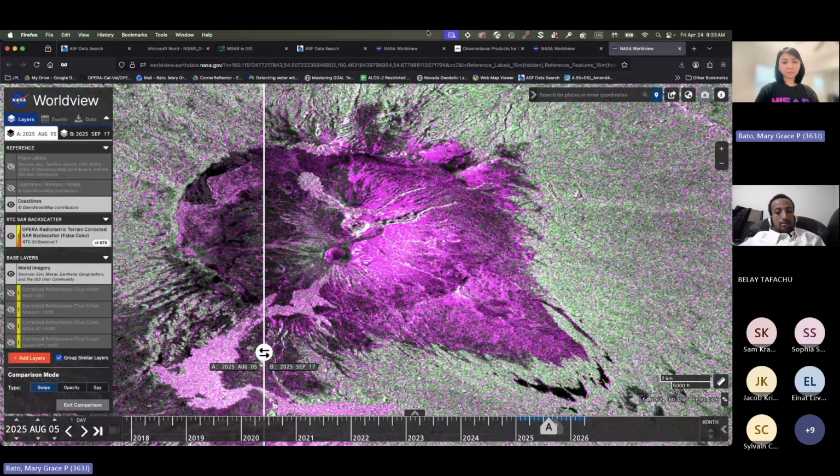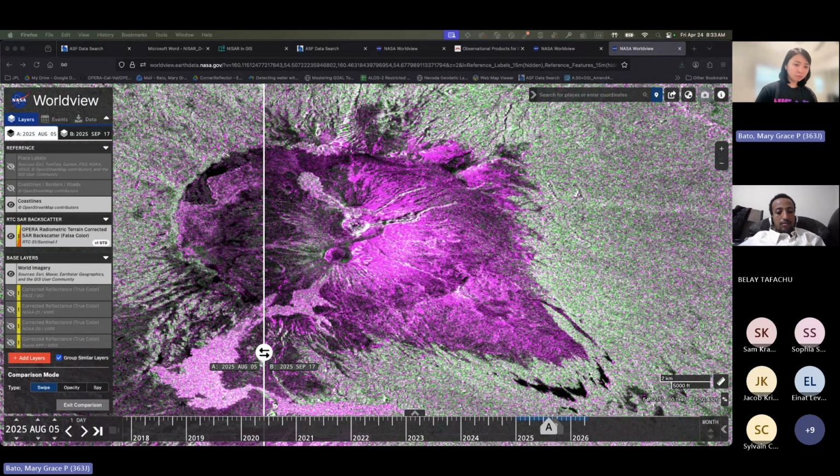by NASA. Great. Can you briefly explain what RTC means? So RTC, yeah, it was supposed to be part of the exercise, but yeah, so it's a radiometrically and terrain corrected data set.